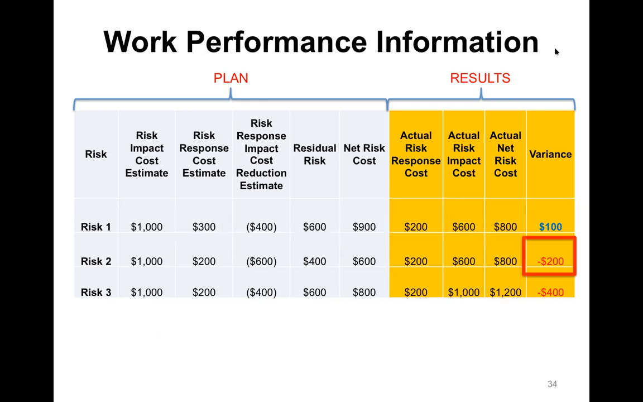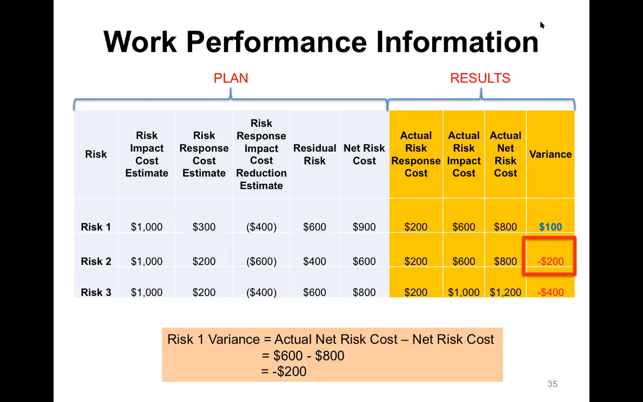Let's look at variance for risk 2. We have a $200 negative variance, which is really bad. So we've got to find out where it came from. So risk 2 variance is the difference between our actual net risk costs and what we planned, which is $600 minus the $800, the net risk cost of our plan minus what we actually incurred.